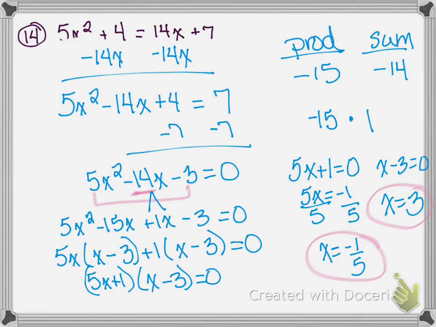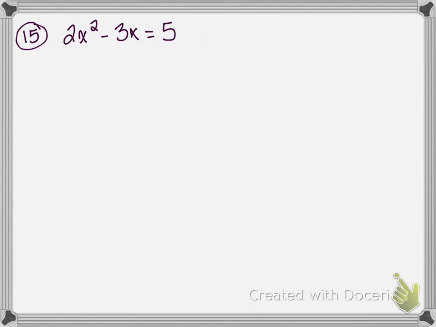Next, we are looking at number 15. Number 15 is 2x squared minus 3x equals 5.